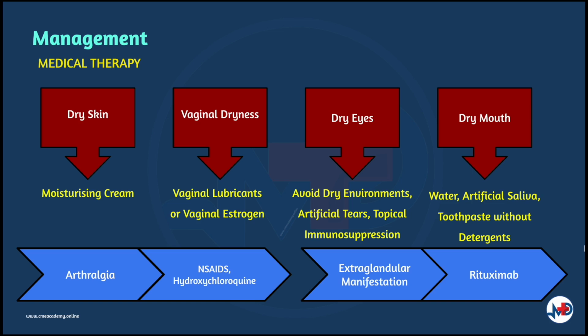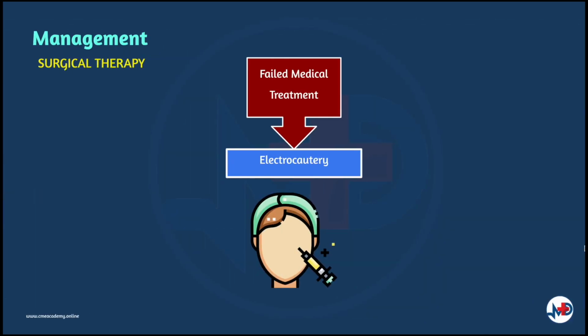Arthralgia is managed with NSAIDs or hydroxychloroquine. Neurological manifestations warrant aggressive immunosuppression. Rituximab is considered for severe extraglandular manifestations of Sjogren syndrome such as vasculitis, cryoglobulinemia, and peripheral neuropathy. In patients that have failed medical therapy, a surgical attempt of electrocautery for permanent punctal occlusion may be considered.